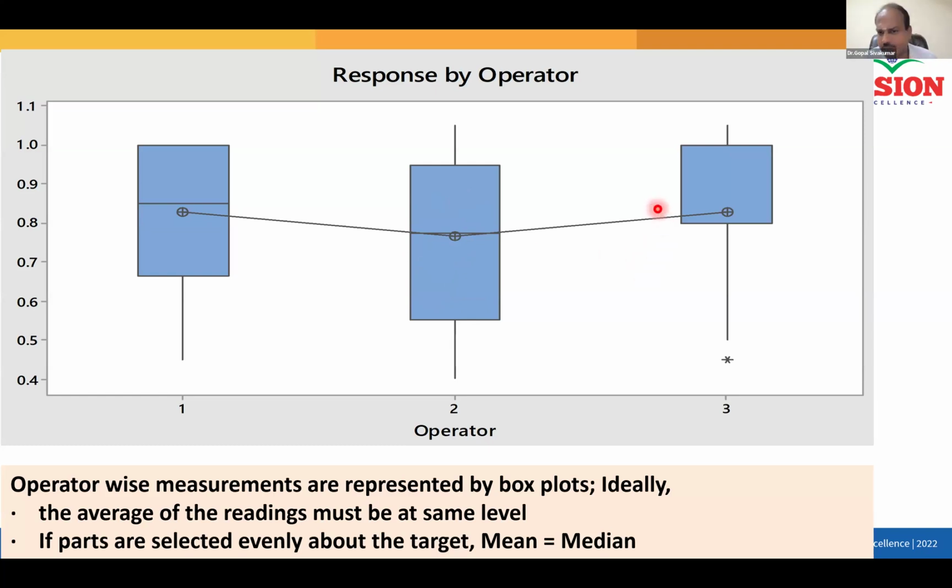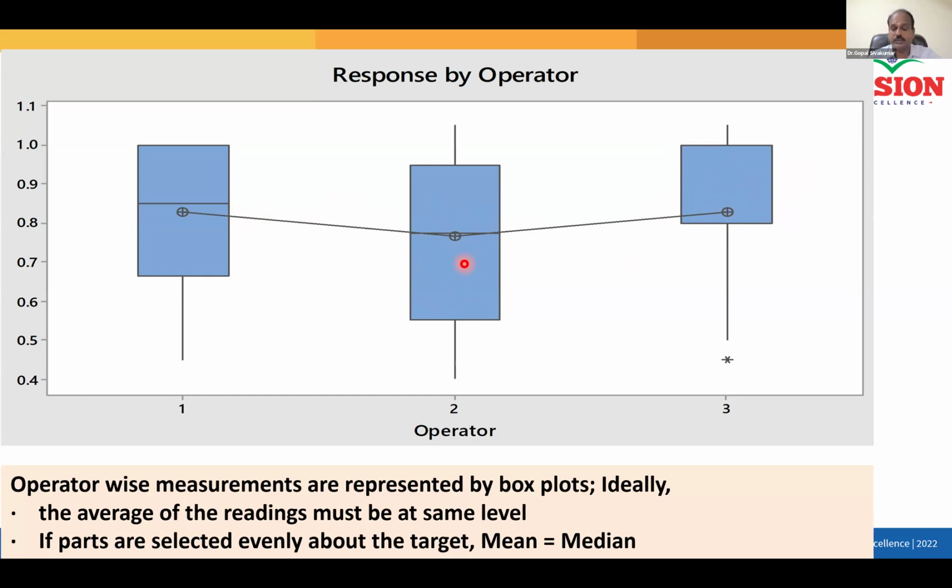Operator 3's median can be drawn, it is just not marked. It is just missing. Since the discussion is limited only to the average, and that is not coming here, otherwise it can be drawn. And so you probably have to train your operator 2.